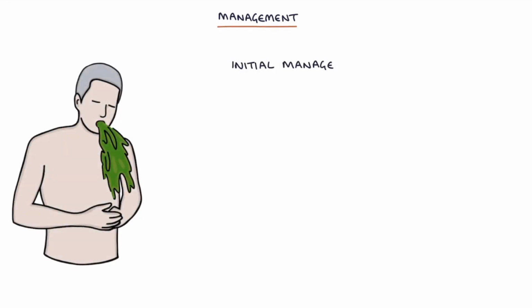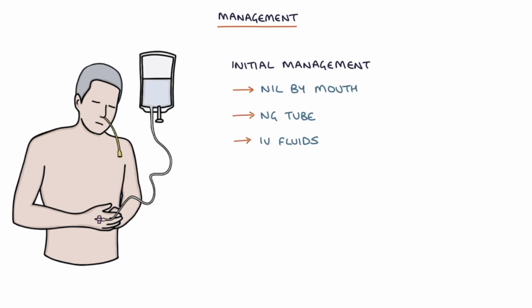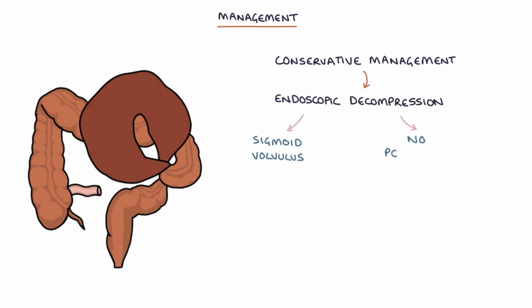So how is it managed? The initial management is the same as with bowel obstruction, making the patient nil by mouth, inserting an NG tube, and providing IV fluids. Conservative management with endoscopic decompression can be attempted in patients with a sigmoid volvulus who don't have peritonitis.